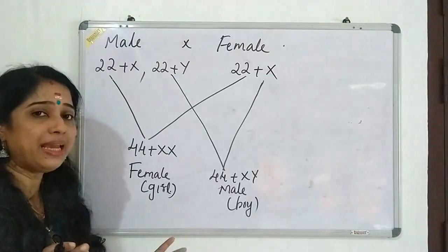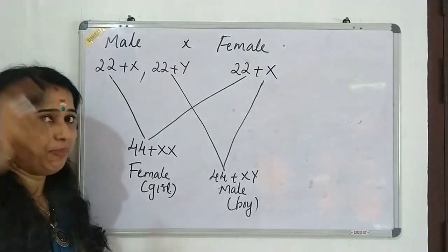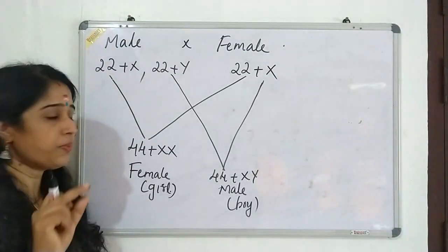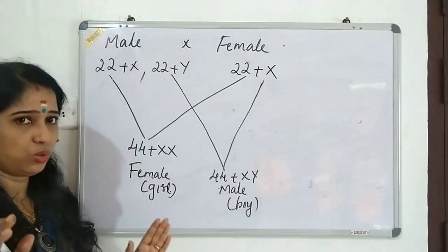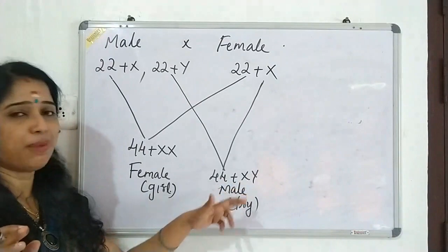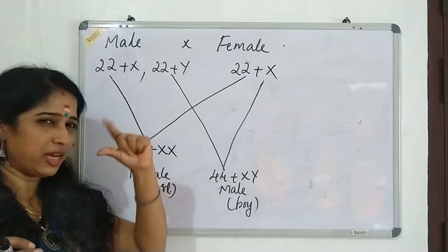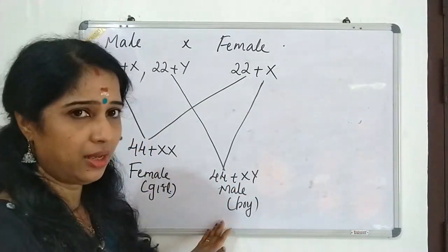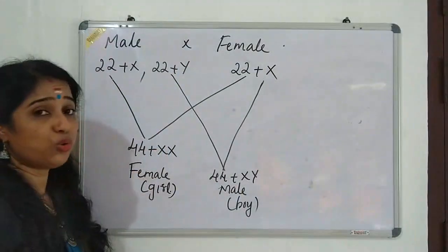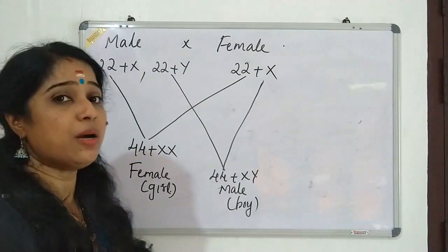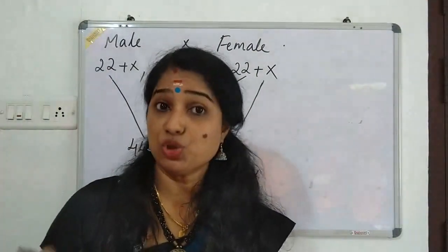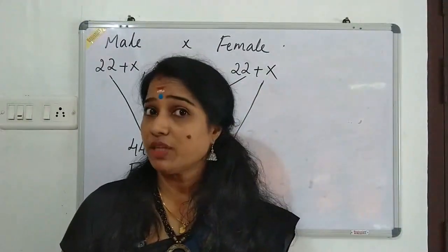XY, it is a mismatch. Only in the case of male is there a mismatch. X is the big chromosome, Y is the small chromosome. In the case of female, both are the same, both X, and the size is also the same. And here there is a mismatch, one X, the big one, and Y, the small one. That is the case of male. So here you are supposed to do the cross, and from this cross you can reach the conclusion that the male or father determines the sex of the individual.